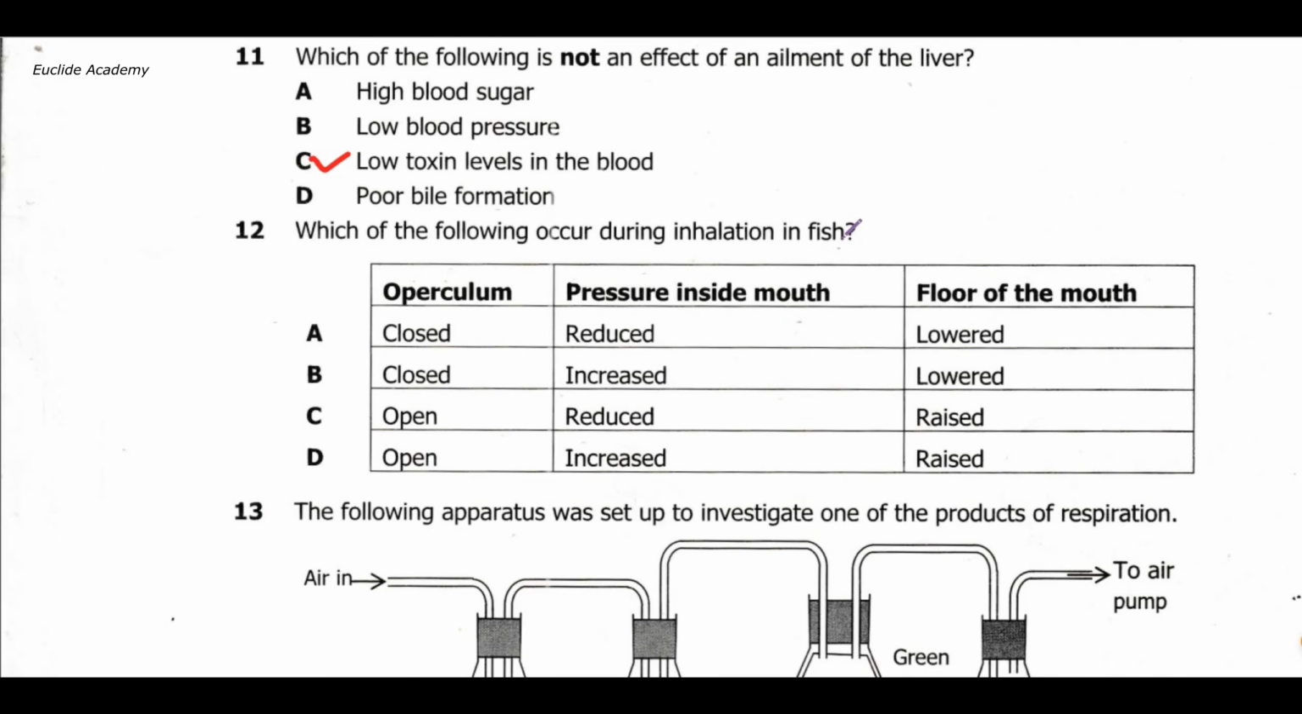Which of the following occurs during inhalation in fish? When the fish is inhaling, it has to get water into the mouth, and then the operculum should be closed, and the floor of the mouth should allow water to go in. So you can't raise the floor because that won't allow water to go in. So already D and C are eliminated. That is what I mean by elimination. So you have A and B. Operculum closed, floor of the mouth lowered, so it's either A or B.